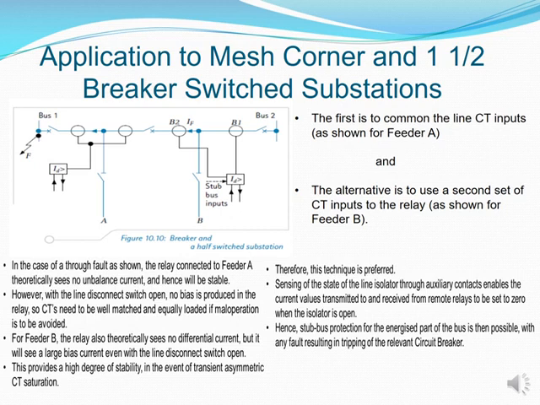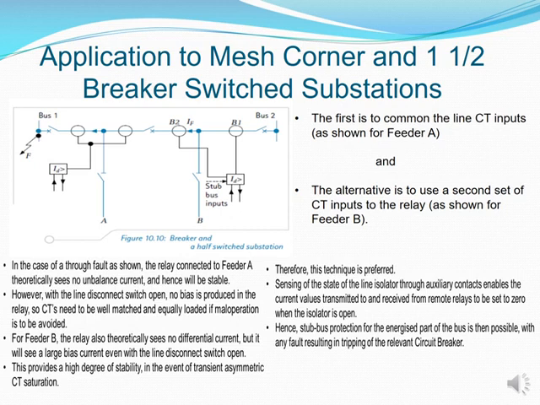as shown, the relay connected to feeder A theoretically sees no unbalanced current, and hence it can be seen as stable. However, with the line disconnect switch open, no bias is produced in the relay, so your CTs need to be well matched and equally loaded if mal-operation is to be avoided.